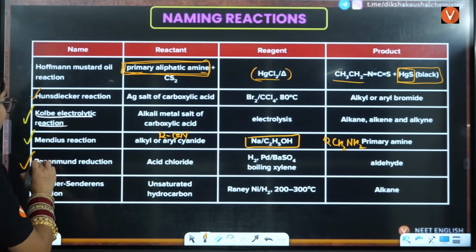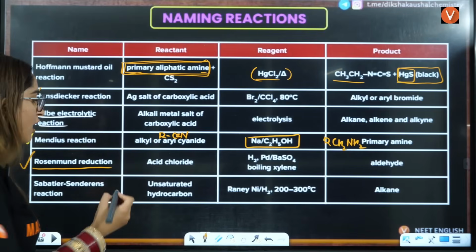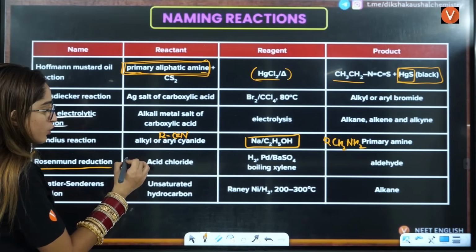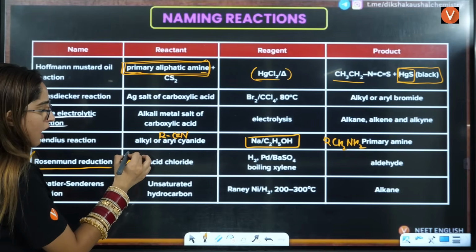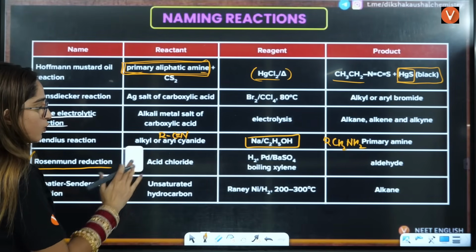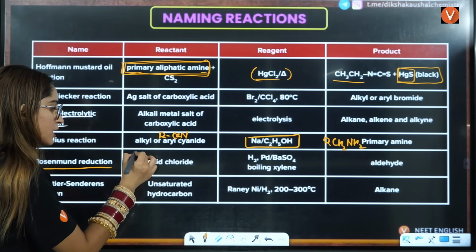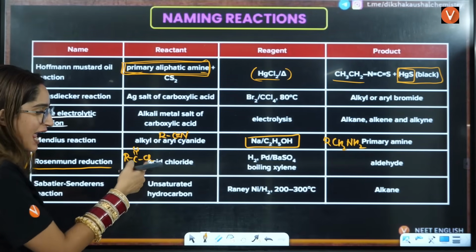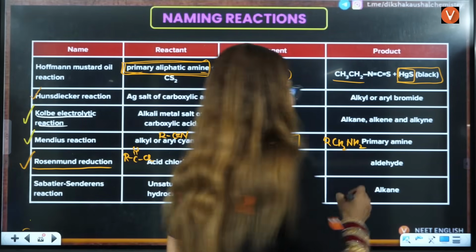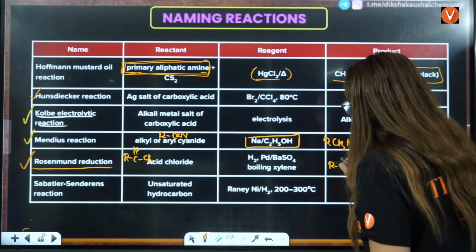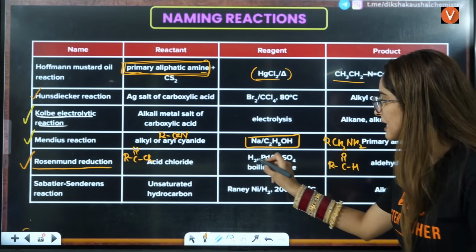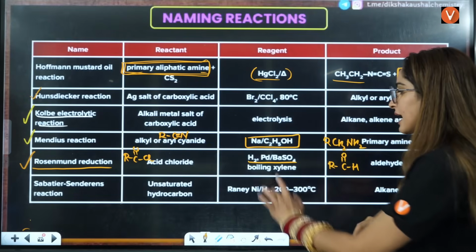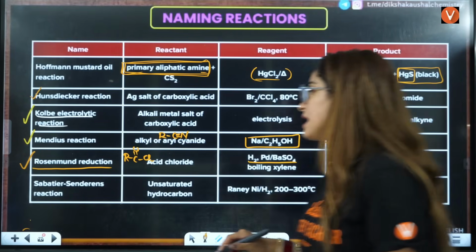Next is Rosenmund reduction. So in Rosenmund reduction, you will have acid chloride. That means basically, let's say you have benzene or you have R, C double bond O, Cl. Okay, so I'll just write it R, C double bond O, Cl. And this is directly converted to aldehyde. That means you will have the formation of R, C double bond O, H here, right? So here what you are using? Again, Lindlar's catalyst, that is H2, Pd-BaSO4, right?